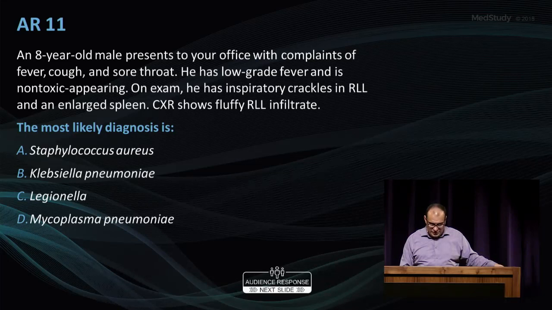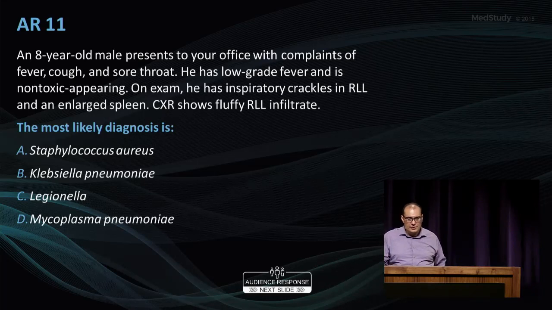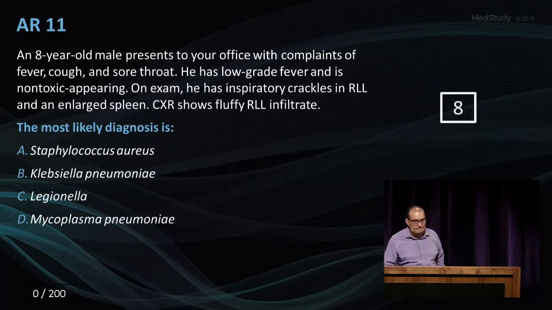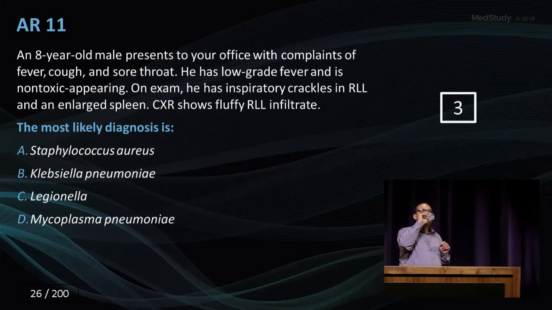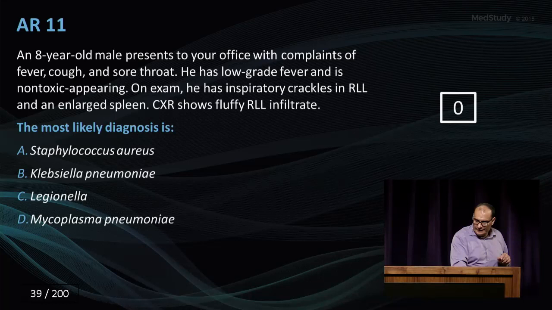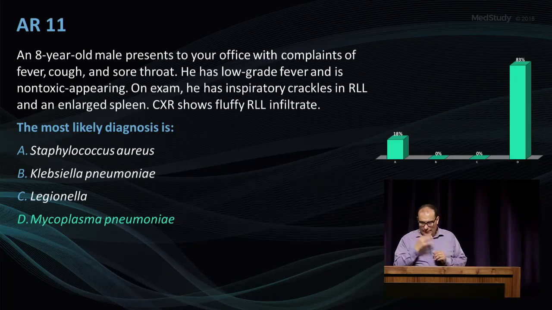Before we end, let's do this question. An 8-year-old male presents to our office with complaints of fever, cough, sore throat. He has a low-grade fever and is not toxic appearing. On exam, he has inspiratory crackles in the right lower lobe and an enlarged spleen. Chest X-ray shows a fluffy right lower lobe infiltrate. The most likely diagnosis is mycoplasma. Okay, so low-grade fever, not toxic, not sick looking.